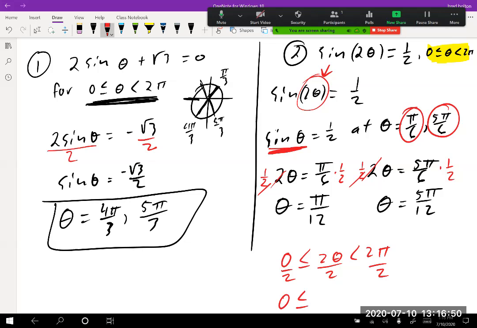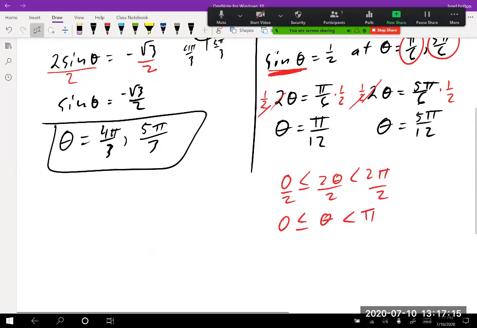So now I have 0 is less than or equal to theta is less than pi. So that means that every period of this function is pi. If we're going from 0 to 2 pi, that's the angles we're allowed to use. That means that I have to add pi to each one of these angles to get another possible angle, okay? So now I'm going to take theta equals pi over 12 plus pi, and theta equals 5 pi over 12 plus pi.